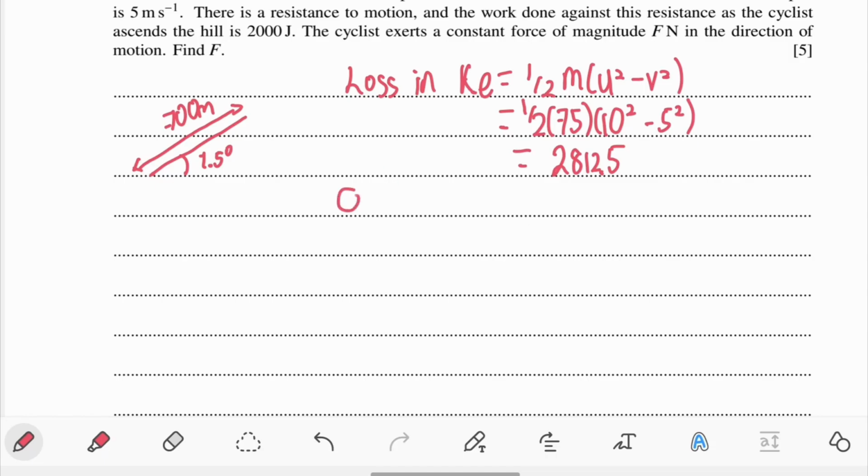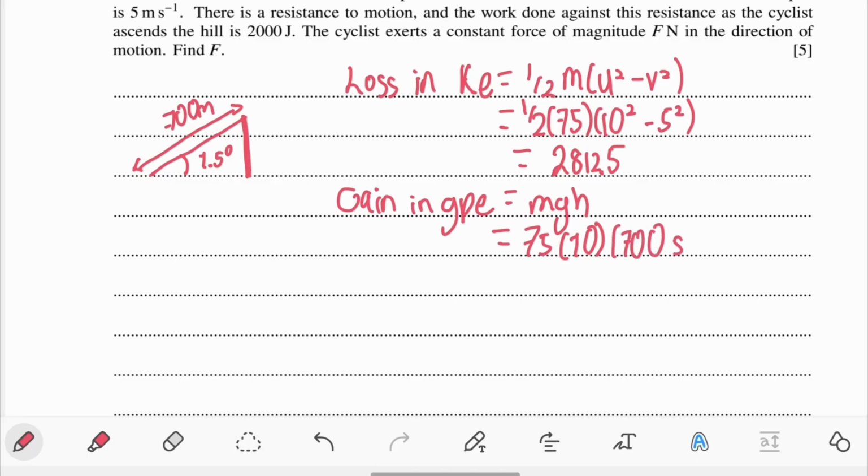Now let's calculate our gain in gravitational potential energy. The formula for gravitational potential energy is mgh. The mass is 75, the acceleration due to gravity is 10, and the height is going to be the vertical component in this diagram. So it's going to be 700 sine 1.5, which is 13,743 joules.